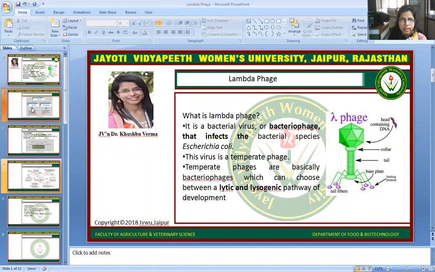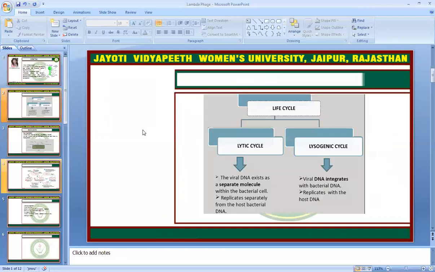What is lytic and lysogenic phase? In the lytic phase, the viral DNA exists as a separate molecule within the bacterial cell and replicates separately from the host bacterial DNA. But in the lysogenic cycle, viral DNA integrates with the bacterial DNA and then replicates with the host DNA. And when it needs to be in the lytic cycle, it will convert from the lysogenic to the lytic cycle and then it will separate from the host DNA and make its separate copies.